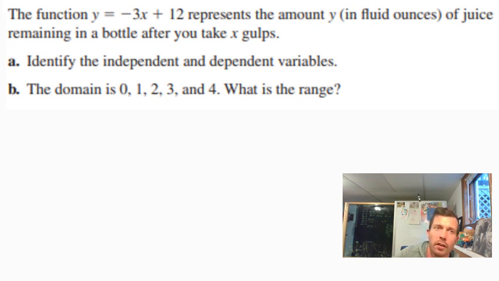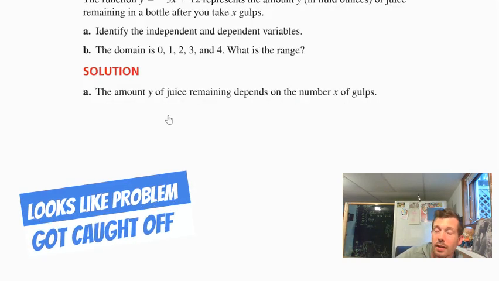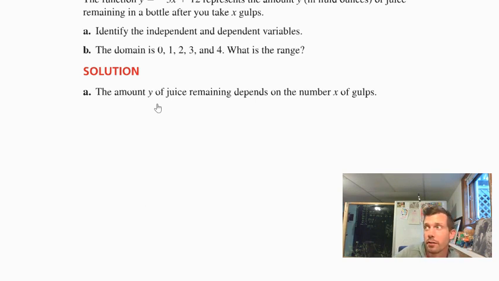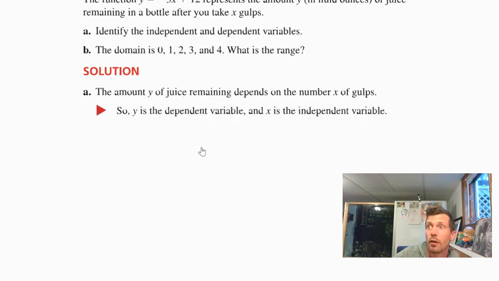What is dependent on the other? I know that the amount of fluid that is going to be in this container depends on how many gulps I take. So if that's the case, my independent variable is basically your gulps, and the amount y of juice remaining depends on the number x of gulps. So that's how they put it. I would probably have stated it the other way, but that's totally fine too. So we know that y, the juice remaining, depends on the number of gulps. So y is the dependent variable and x is the independent variable. All right, so hopefully you can wrap your head around that, but please ask in class if you're confused on that.